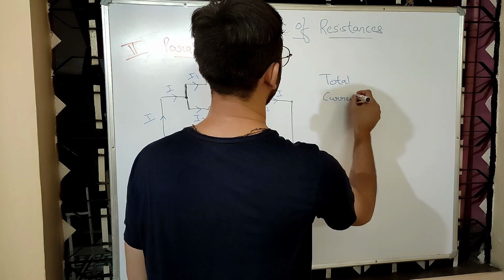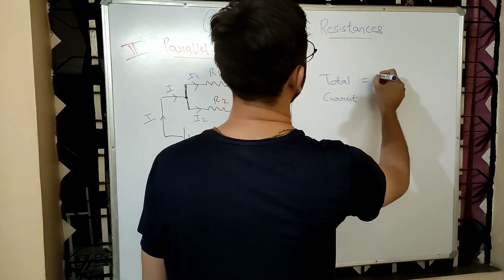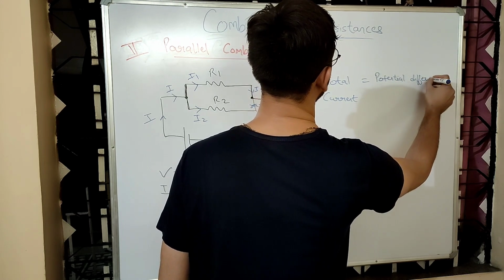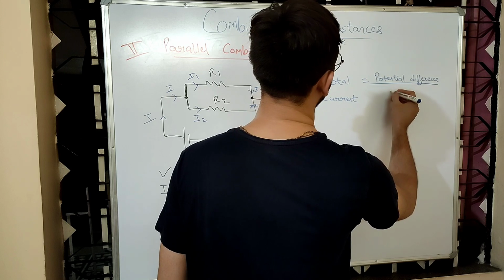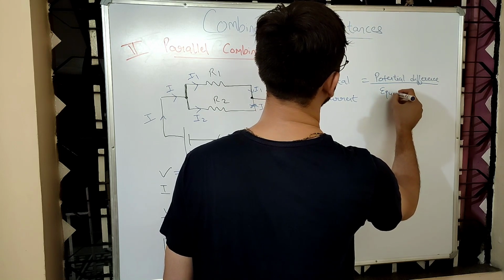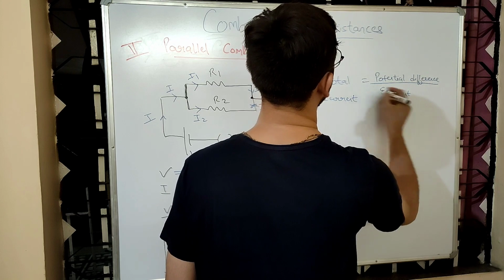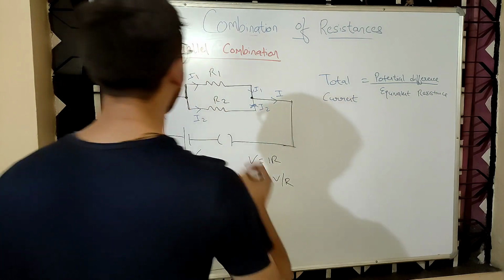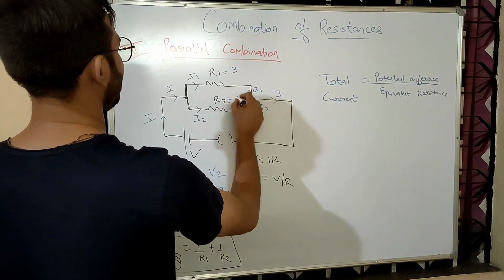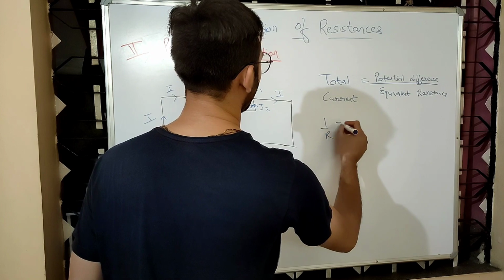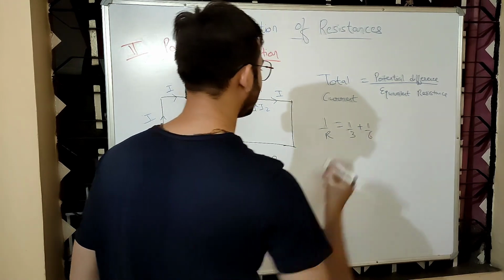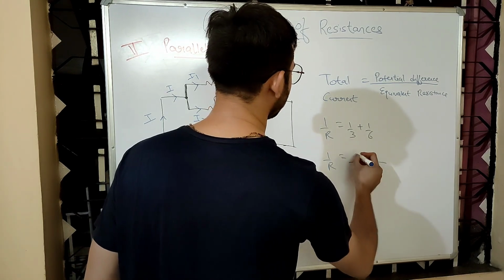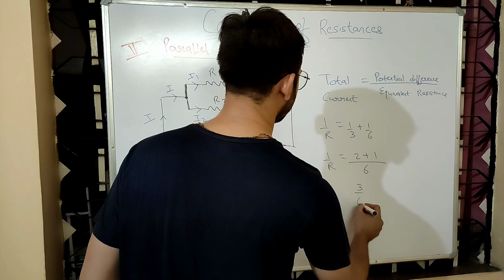Total current will be again the same thing: potential difference of battery, or total potential difference, upon equivalent resistance, because V is equal to IR. So the same thing. Say for example R1 is 3, R2 is 6. So 1 by R will be 1 by 3 plus 1 by 6. So 1 by R will be, LCM is 6, 3 2s are 6, 1 6 is 1, so 3 by 6.